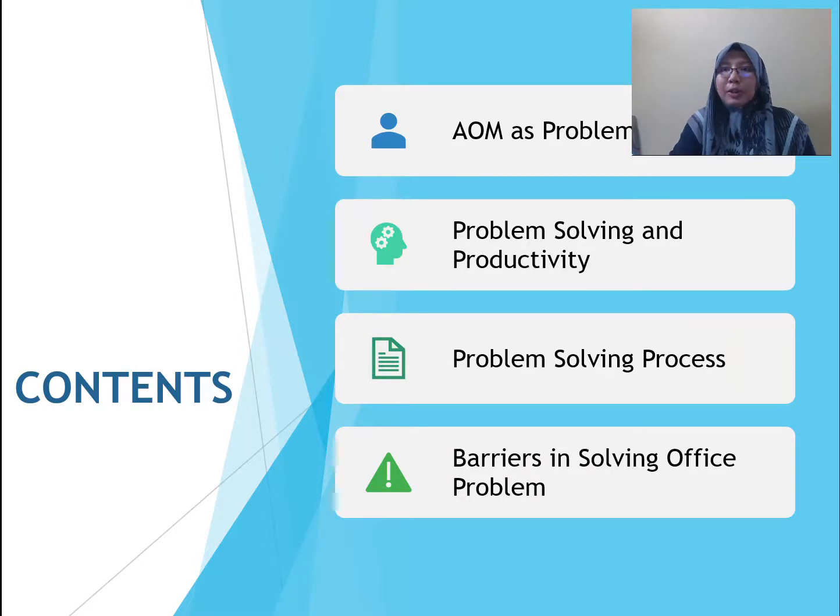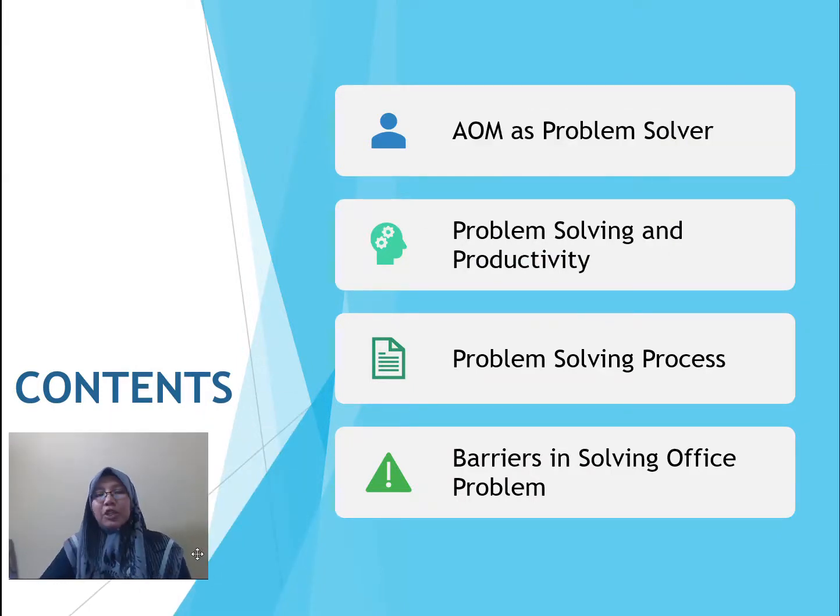Okay, so what are we going to learn for chapter 4? In chapter 4, we are going to learn AOM, Administrative Office Manager, as a problem solver. Number 2, we need to know the problem solving and the productivity. And the third one, we need to know what are the problem solving process. And lastly, what are the barriers in solving office problem. So this video have three part, part 1, part 2 and part 3.